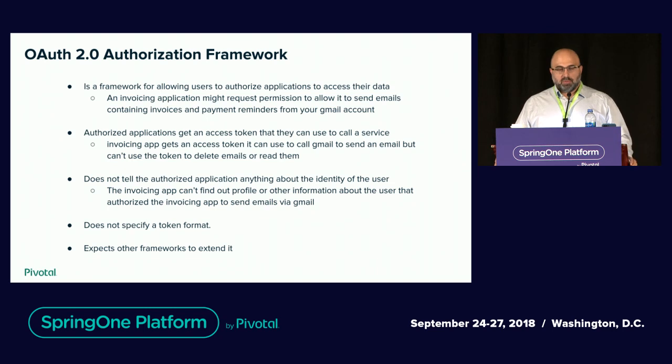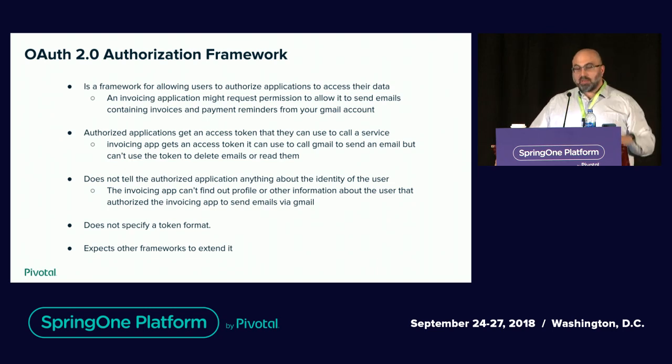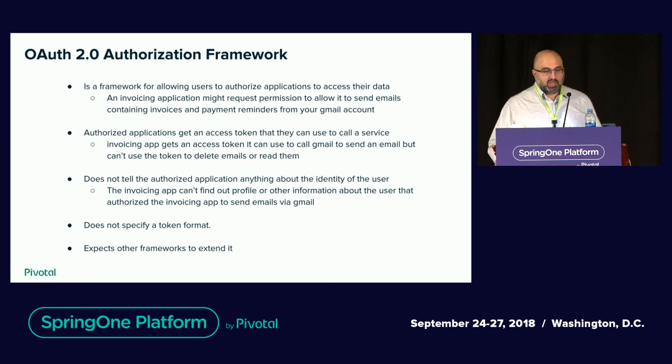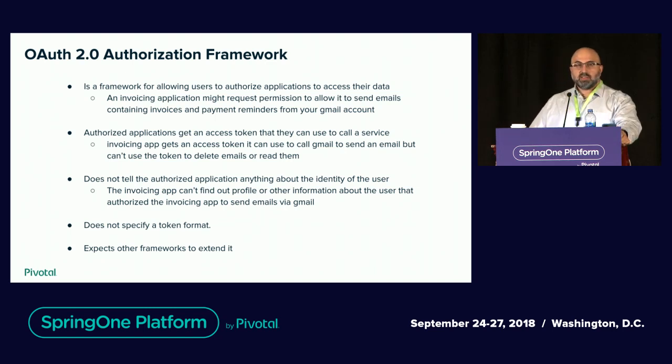So what's OAuth 2 now? OAuth 2 is a framework for asking users permission to access their data. It was invented so that people could have applications that tweeted on their behalf. That's basically what it was originally invented for. Or you build an API and you want to allow people access to it. So the concept behind it is that authorized applications get an access token that they can use to do stuff.